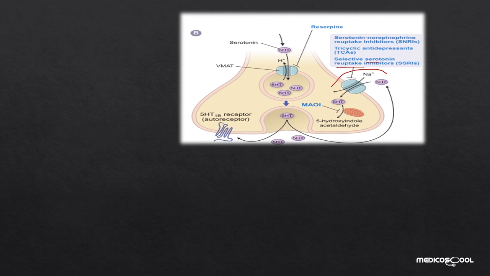It blocks this transporter. It blocks these transporters and prevents the reuptake of the serotonin into the nerve ending. And this will in turn increase the concentration of serotonin in the synaptic cleft. And this increased concentration will in turn act upon these serotonin receptors and will produce its effect for a long time. And this is the mechanism by which the selective serotonin reuptake inhibitors work.